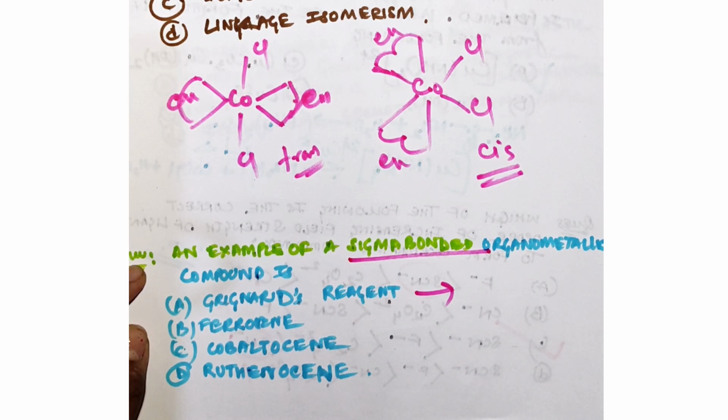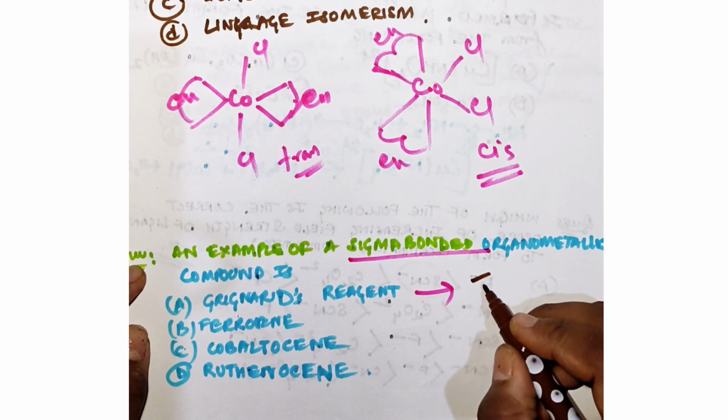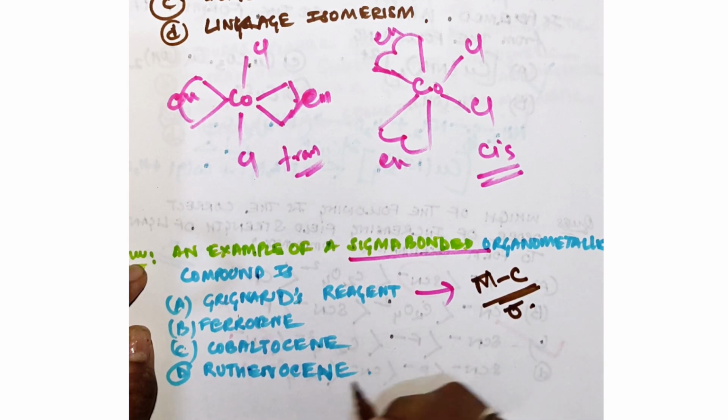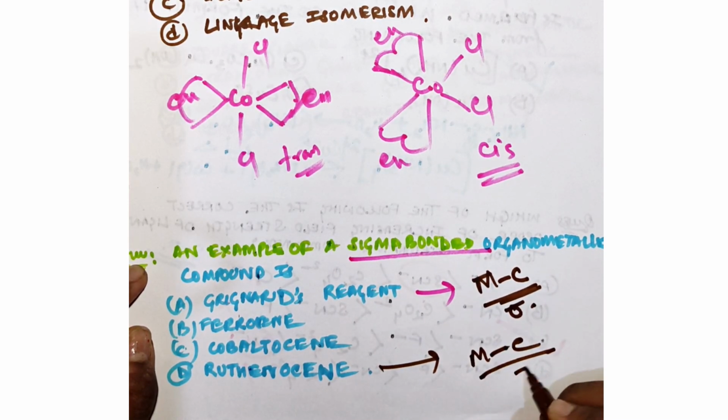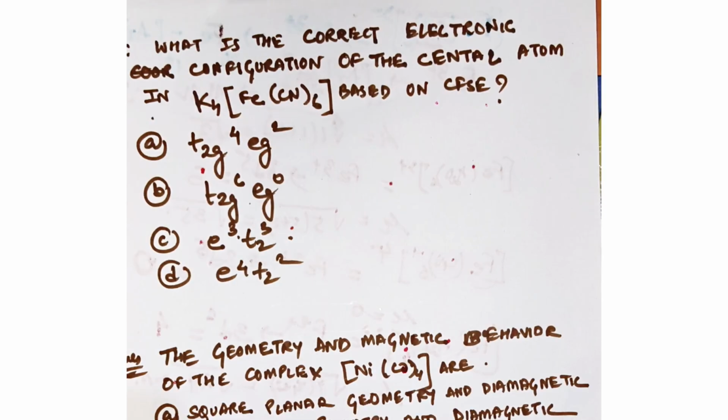Which one is sigma bonded? See here, is it Grignard reagent, ferrocene, cobaltocene, or ruthenocene? Only in Grignard reagent is the metal to carbon bond a sigma bond, whereas in ruthenocene the metal to carbon bond is a pi bond. So your answer is A, that is your Grignard reagent.